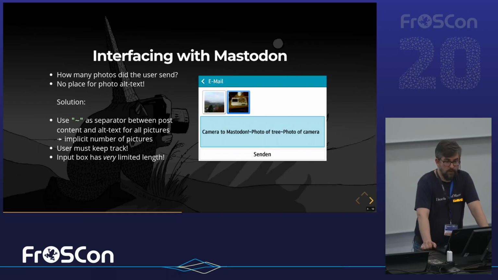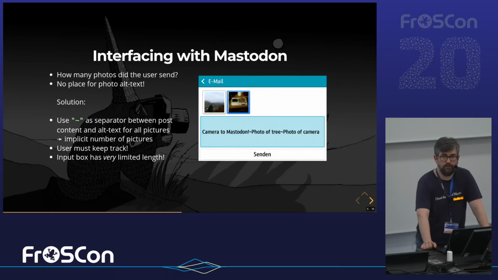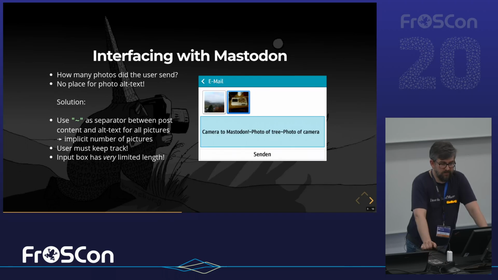So as a workaround, I have been using the tilde character as a separator between the post content and the alternative text for pictures, because on Mastodon you are also kind of expected to provide alternative text for your photo uploads, or at least it is good practice. This gives us an easy way to check the number of uploads, because the number of tilde characters corresponds to the number of pictures, if the user did it right.